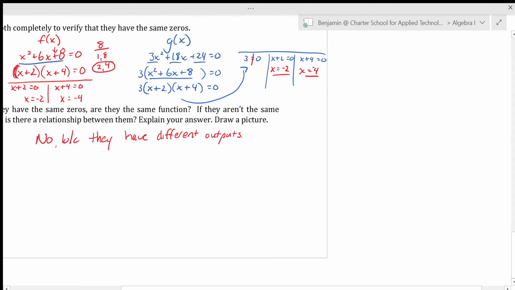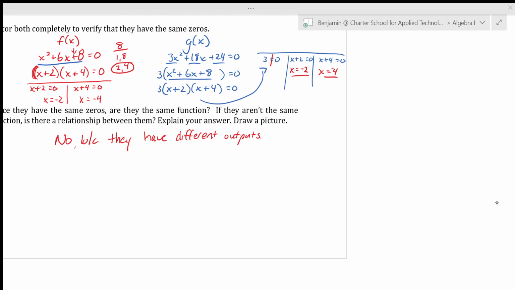Okay, let's look at the picture. So let's go to y equals, let's compare. So you go x squared plus 6x plus 8 is one of them. Okay, then we got 3x squared plus 18x plus 24. And then we hit graph. Okay, so they have different outputs or different graphs.